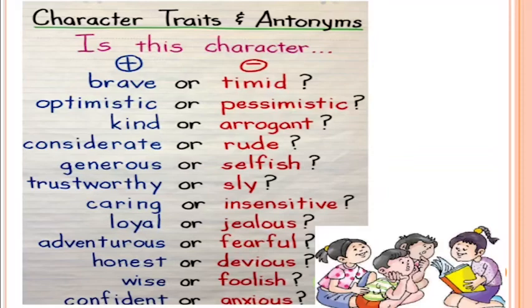Brave for a positive character, and for a negative character it is timid. Optimistic or pessimistic, kind or arrogant, considerate or rude, generous or selfish, trustworthy or sly, caring or insensitive, loyal or jealous, adventurous or fearful, honest or devious, wise or foolish, confident or anxious. So, this might be very helpful to you when you write the character sketch of the personalities in the stories.